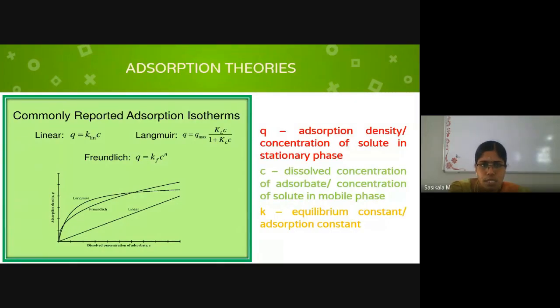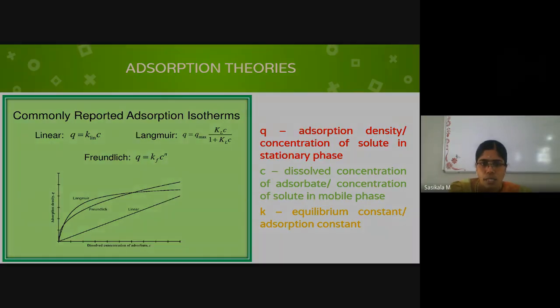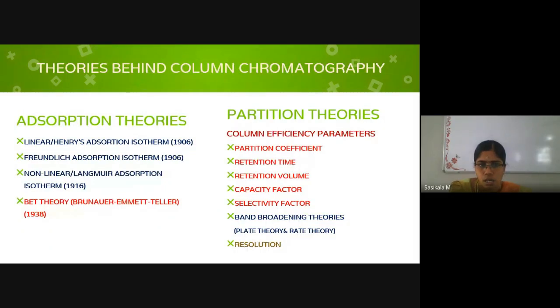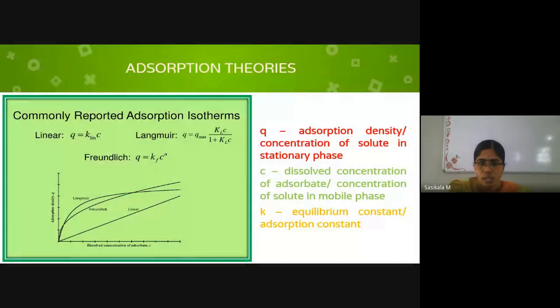Clear? About adsorption theories, there are three theories: linear, non-linear or Langmuir, and Freundlich. Linear is defined by Henry, so it is called Henry's adsorption isotherm. And note down the years in which the theories were developed: 1906, linear and Freundlich; 1916, non-linear; 1938, BET theory. These three theories are applicable for solid or liquid samples, mostly solids. Solids get adsorbed onto the surface molecules, right? So molecules in solid or liquid phase can be adsorbed, and that principle is explained by these theories.